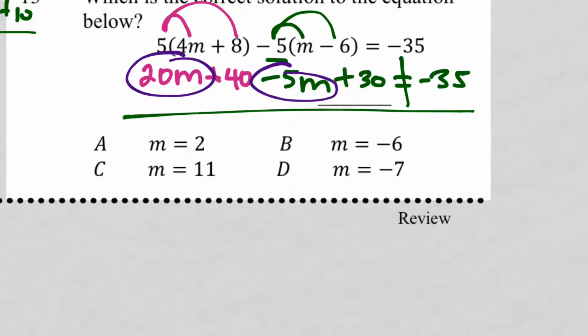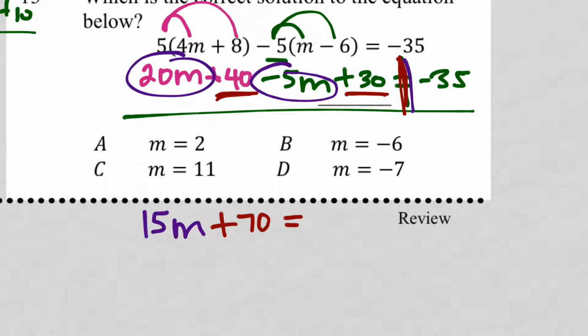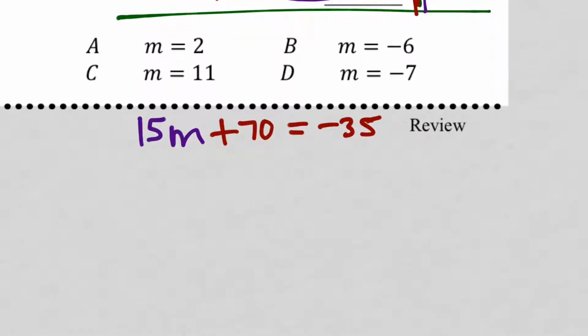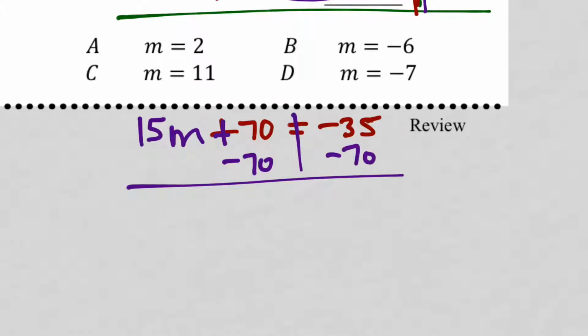20m minus 5m are like terms. They're on the same side of the equal sign, so I can just combine them. 20 minus 5 gives me 15. I also have 40 and 30 that are on the same side of the equal sign. They're like terms. You combine them. 40 plus 30 is 70. Now I just solve for m by subtracting 70, because the opposite of adding is subtracting, to the other side of the equal sign. What you do to one side, you have to do to the other.